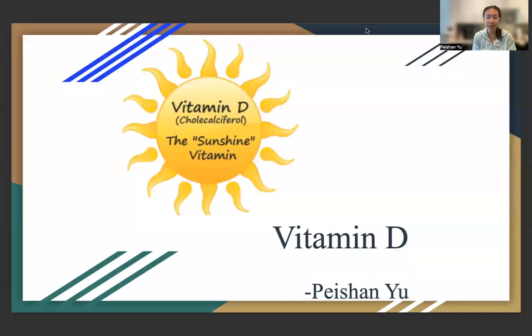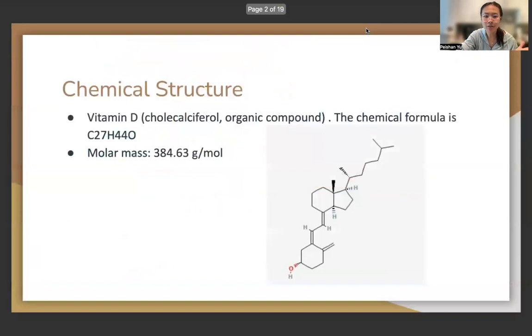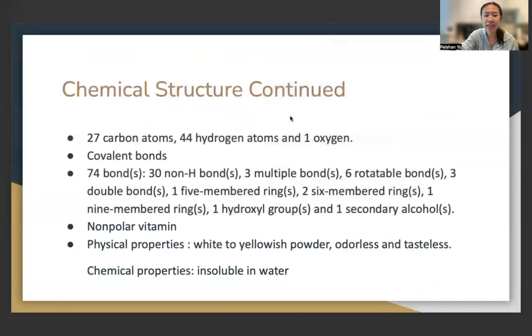Today my topic is vitamin D, the sunshine vitamin. Let's get started with the chemical structure. The chemical formula is C27H44O. The molar mass is 384.163. It has 27 carbon atoms, 44 hydrogen atoms, and 1 oxygen.